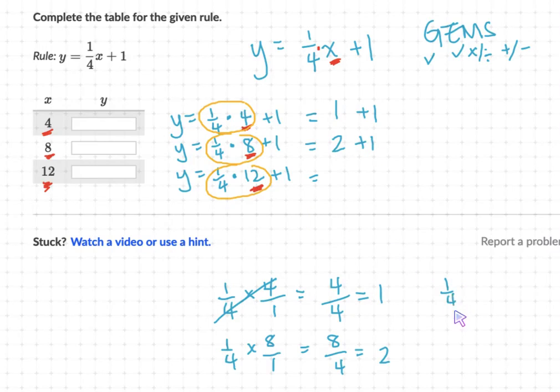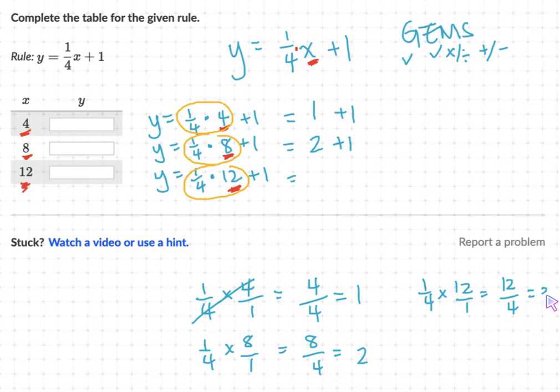And lastly, we have 1/4 times 12 over 1. 12 times 1 is 12. 4 times 1 is 4. 12 divided by 4 is 3. So 1/4 of 12 is 3.